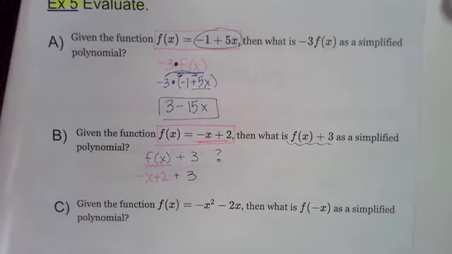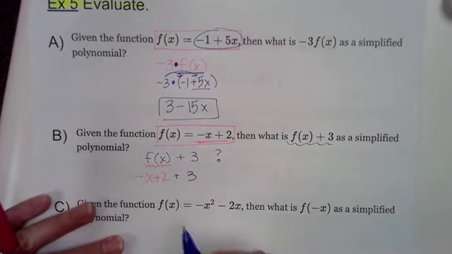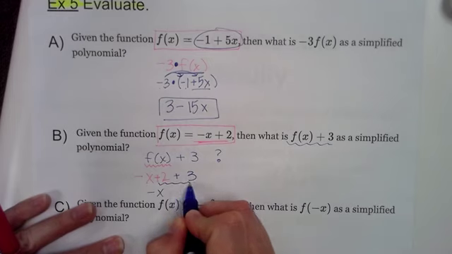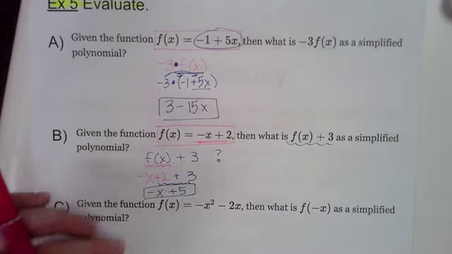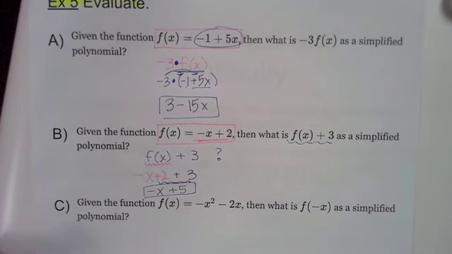And then it says add 3. So what can we do? Negative x, 2 plus 3 is 5. That's it. Done. Weird, right? It's just operations with function notation. And the last one is the hardest.